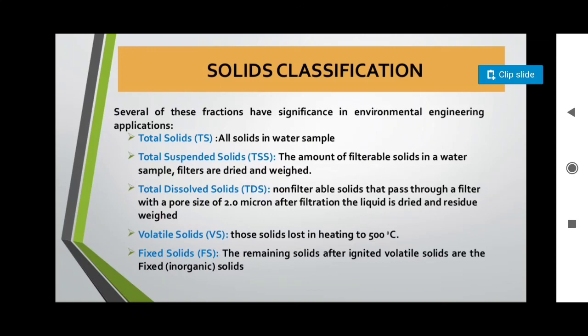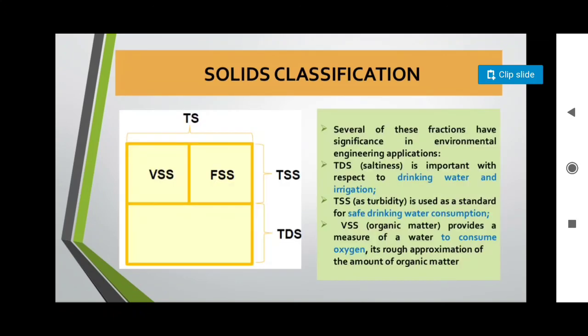Right? Volatile solids are those solids which are lost in heating to 500 degrees centigrade. Right? And what are the fixed solids? The remaining solids after igniting the volatile solids are the fixed solids, which are also called inorganic solids. Right? So what are the classifications?